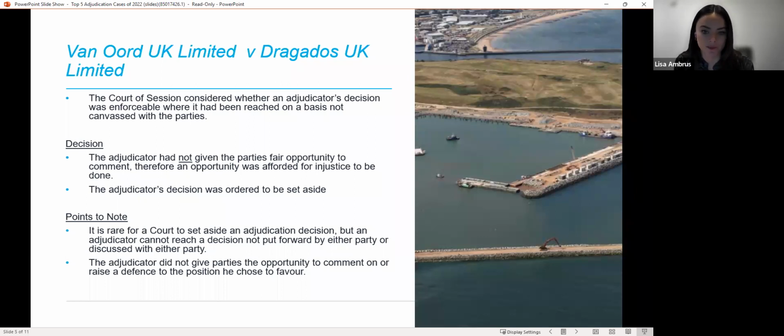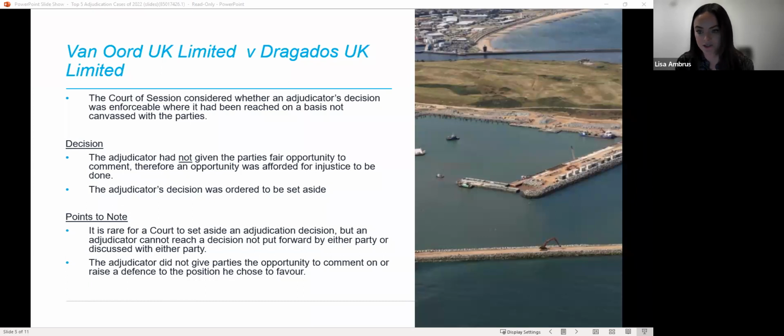You might be familiar with the other Van Oord cases, particularly the case in relation to the interpretation of clause 10.1 in NEC contracts, which obliges parties to act in a spirit of mutual trust and cooperation, and which reached the Inner House of the Court of Session last year.